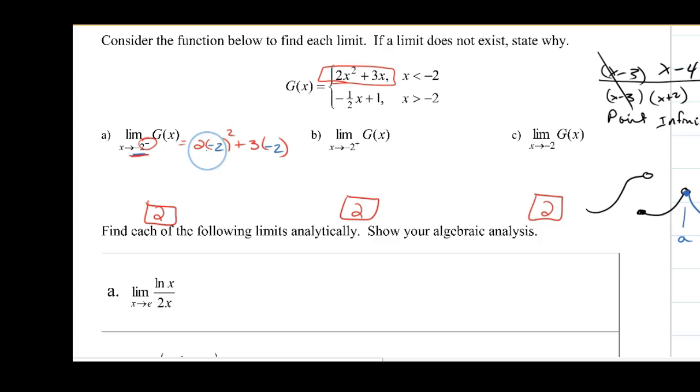-2 squared is 4. 2 times 4 is 8. 3 times -2 is -6. 8 minus 6 is 2.